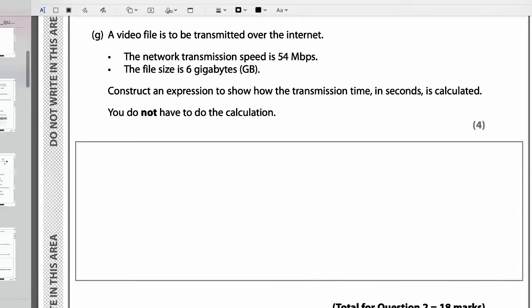So what we need to do is work out the file size. And we need to work out that in bits. Then we need to work out how many bits per second and divide the file size by bits per second to give us the answer.